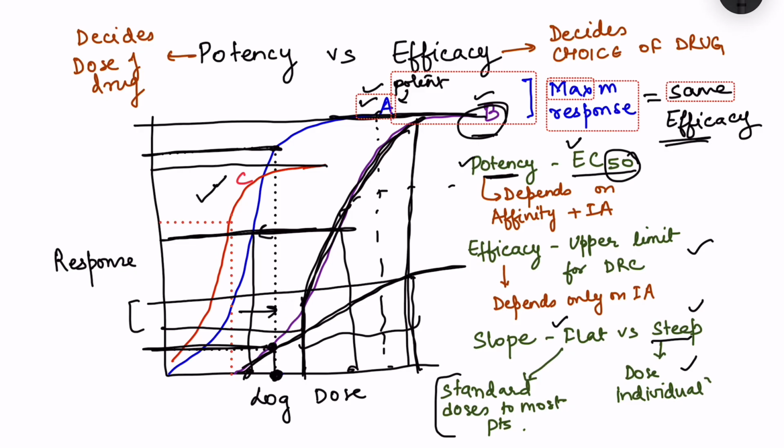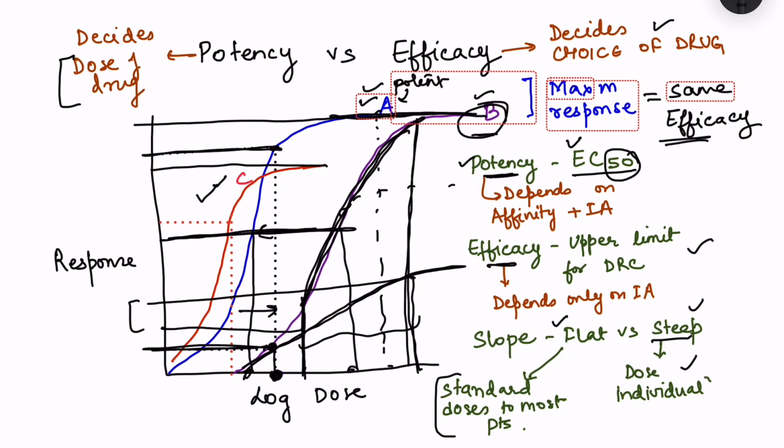Potency decides the dose of the drug. More potent means a lesser dose is okay for the response. Okay. For example, if we compare morphine and pethidine, they have the same efficacy, but morphine is much more potent. So the dose required will be much lesser. Then efficacy affects the choice of the drug. Okay. Potency decides the dose of the drug. Efficacy decides the choice of the drug.